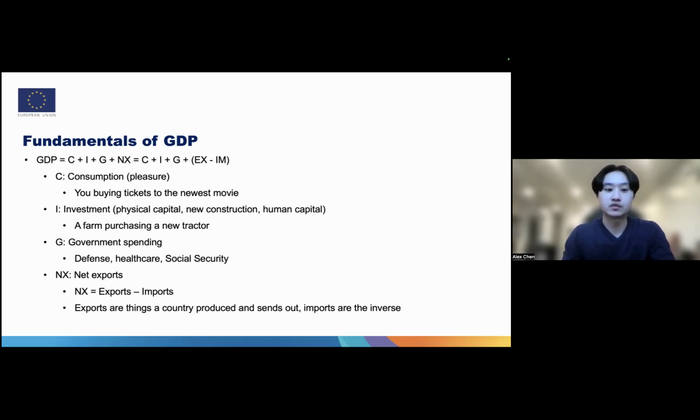And then G is government spending. So the government, as you know, spends a lot of money on a lot of things. So defense, healthcare, social security, and then net exports. So net exports is the difference between exports and imports. And exports are things a country produces and sends out, and imports are the inverse.